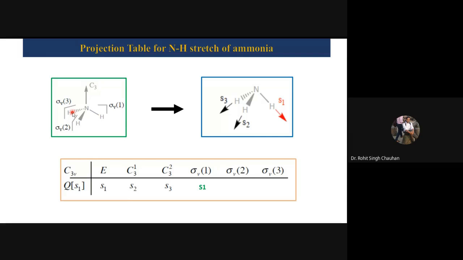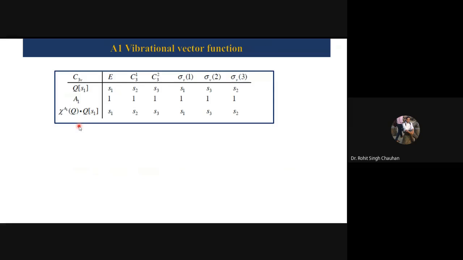So that's why in sigma 2 the contribution will be S3. Now this is the last one, sigma V3. If you see, this is sigma V3. So what would happen? These two are going to be exchanged, so S1 is going to be S2. Now next, see, this information you have just found out.